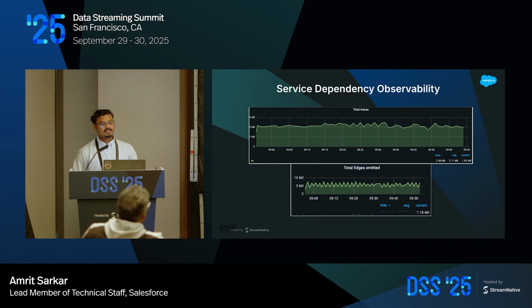Our observability strategy starts with these two critical metrics that reveal system health immediately. We monitor total incoming traces as our primary health indicator, detecting deviations by comparing current ingestion patterns against previous days or weeks. Additionally, we track edges emitted from the service dependency job, where a healthy edge to trace ratio confirms our trace correlation is effectively mapping the service relationships. It provides architectural confidence in our distributed system.